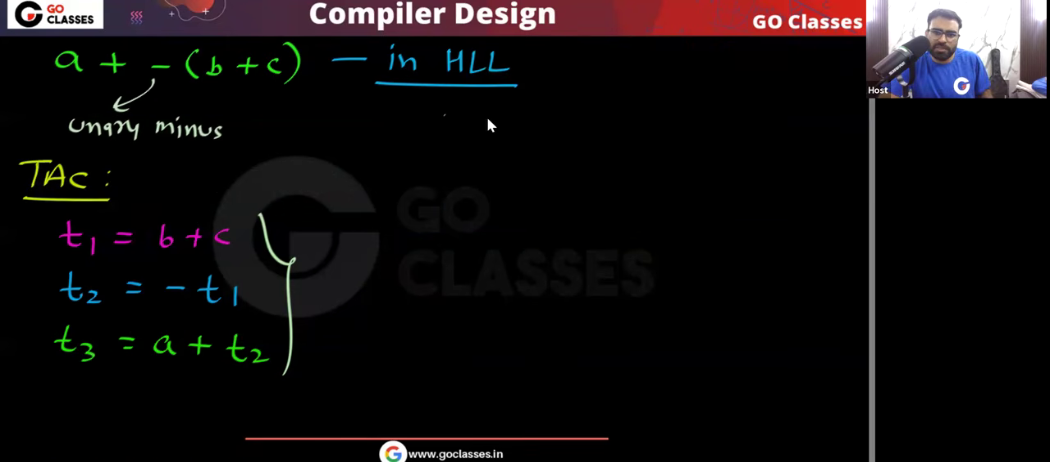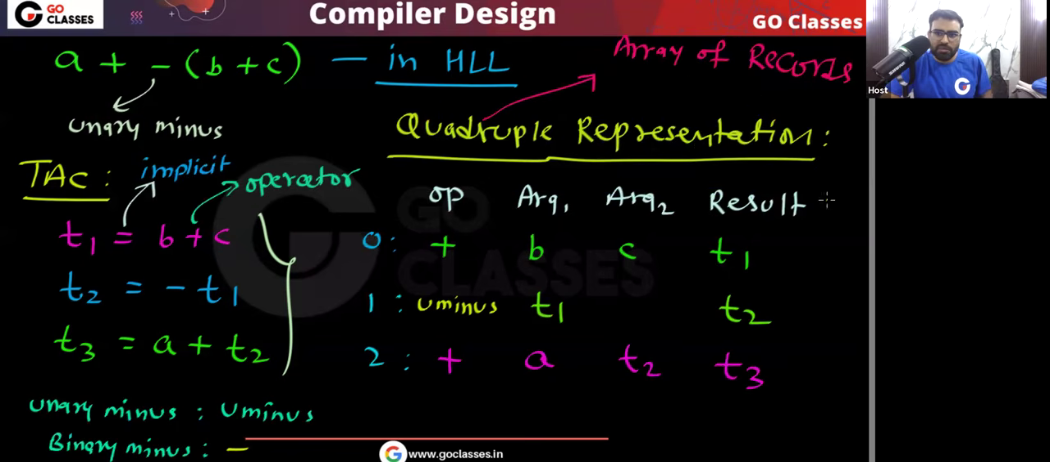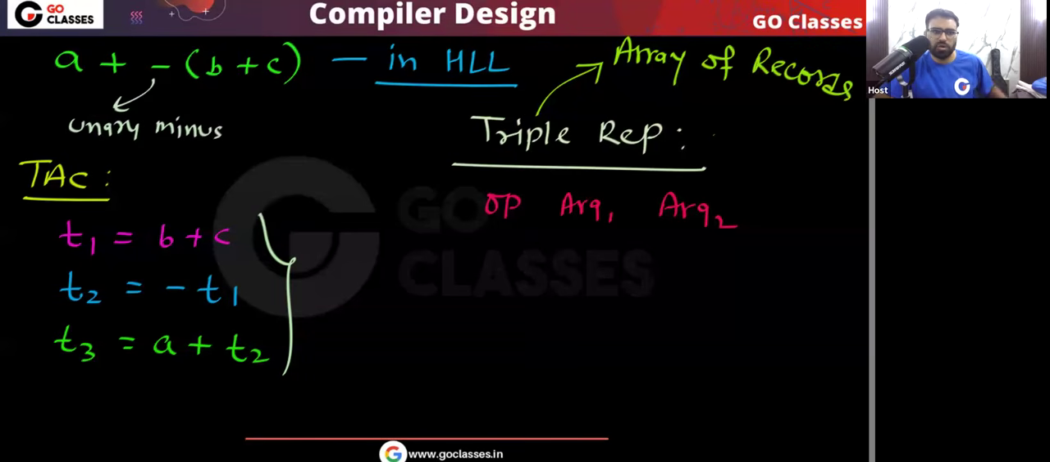Now let's see what the triple representation will be. In the triple representation, we use three fields. These are operator, argument 1, argument 2. Basically, in the triple representation we do not have the result field. Remember, in the quadruple representation we have a result field also. This triple representation is also an array of records, where every record has three fields.